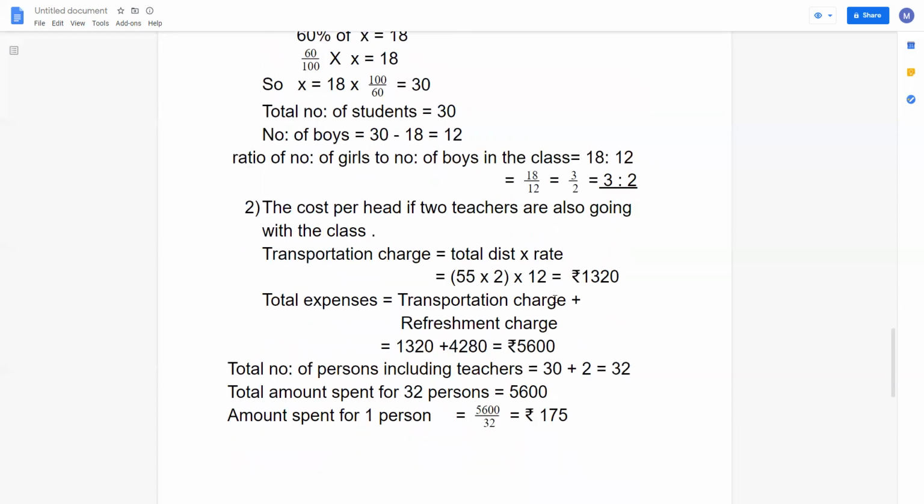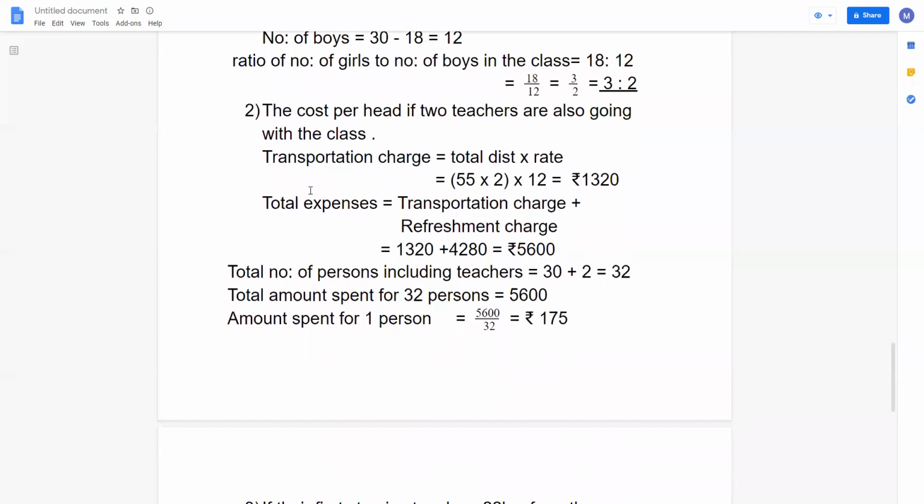Now let us move to the second question. What is second question? We have to find the cost per head if two teachers are also going with the class. That is, how many students are going? Total 30 students, and along with them 2 teachers are also accompanying them. So we have to calculate cost per head, that is cost per person.